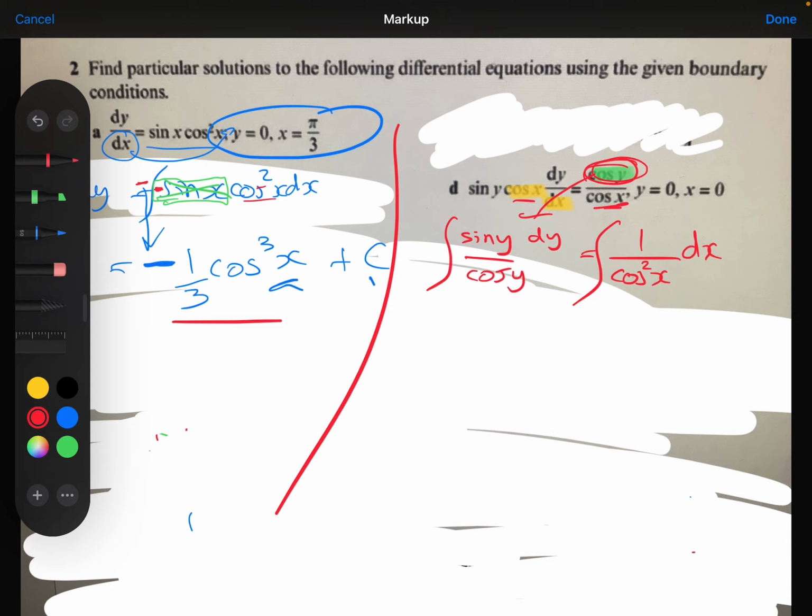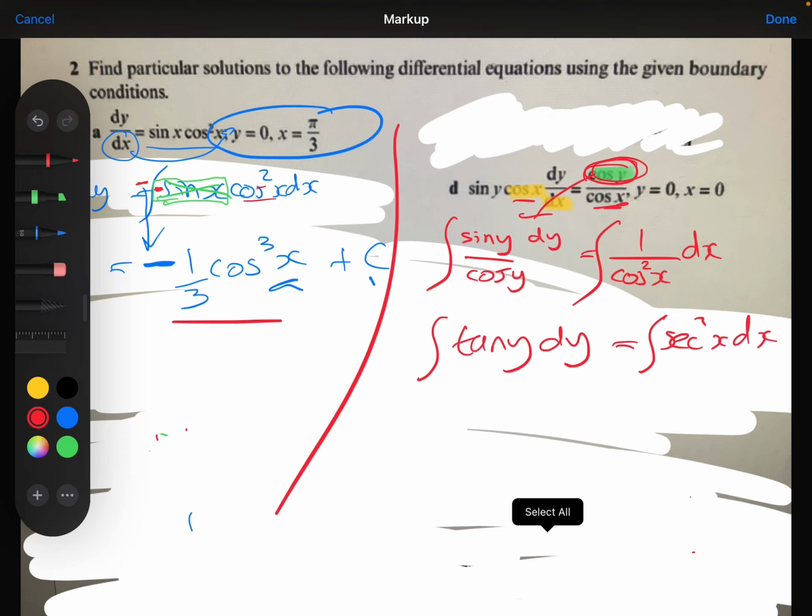Now, to integrate the left-hand side, I know that sine over cos is the same thing as tan. To integrate the right-hand side, 1 over cos squared, I know that's the same thing as sec squared. Now, I know that tan integrates to be ln sec, and I know that sec squared integrates to be tan. And now you can substitute in your boundary conditions to work out your C.